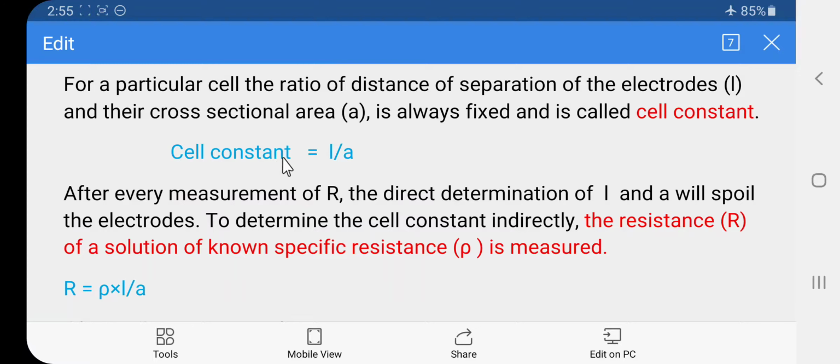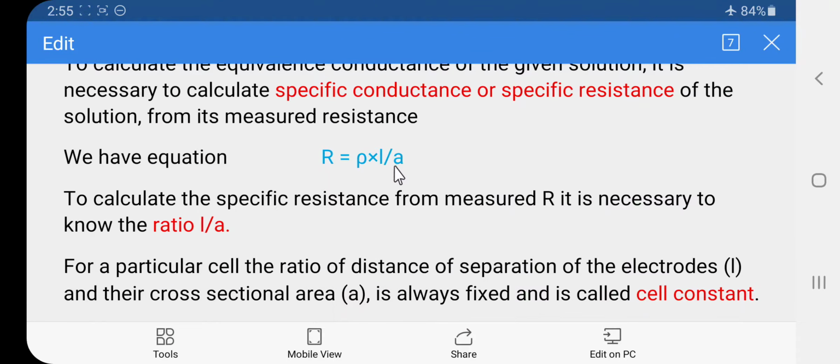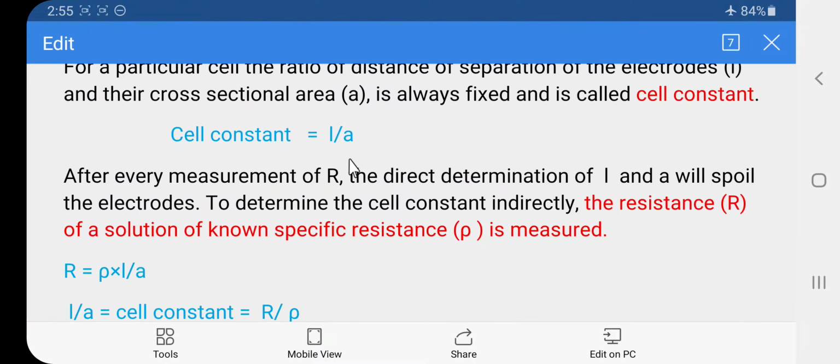Generally the two methods are available. The first method is that directly we can substitute the value of L and A. If we have the values of L and A, we can substitute them, determine the cell constant, and that value can be used here. So if we know R and we know L upon A, that is the cell constant, we can calculate the specific resistance of the solution. So in the first method, we directly substitute the values of L and A.